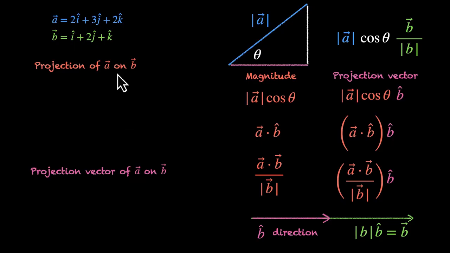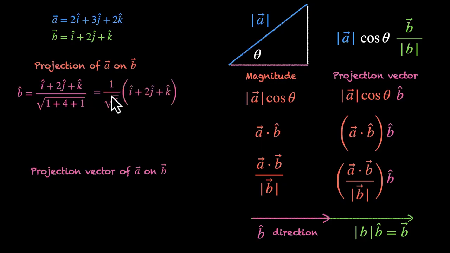Okay, so for both of these, we need B cap. So let's find B cap. That's going to be the unit vector along B. So B is i cap plus 2j cap plus k cap. Now divide that by the magnitude. That's square root of 1 plus 4 plus 1, which is 6. So that's 1 by root 6 times i cap plus 2j cap plus k cap. So now we have a unit vector along B.